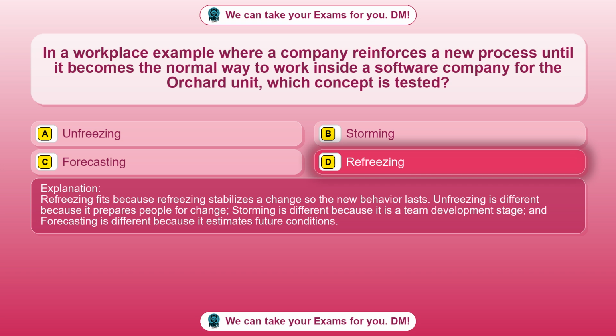Refreezing fits because refreezing stabilizes a change so the new behavior lasts. Unfreezing is different because it prepares people for change, storming is different because it is a team development stage, and forecasting is different because it estimates future conditions.